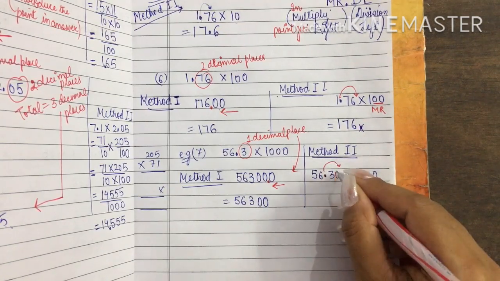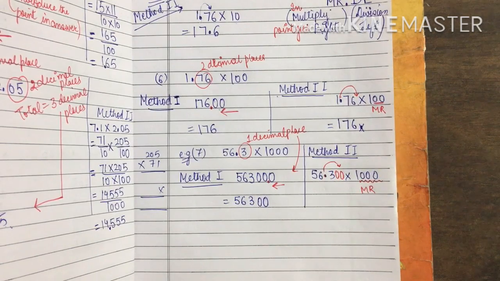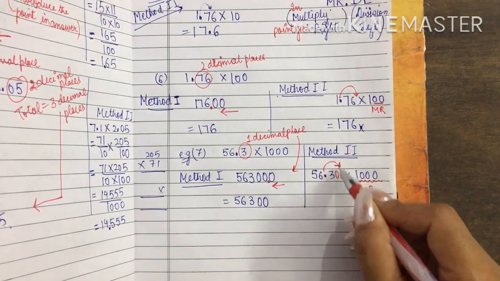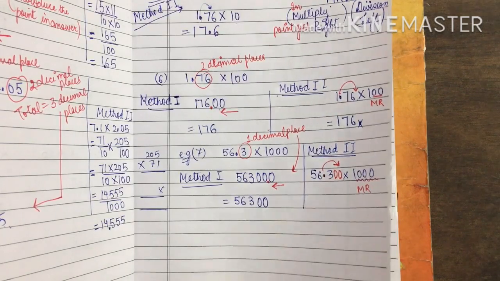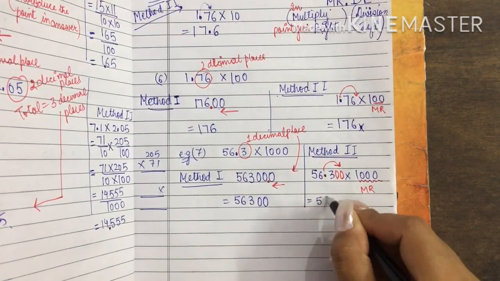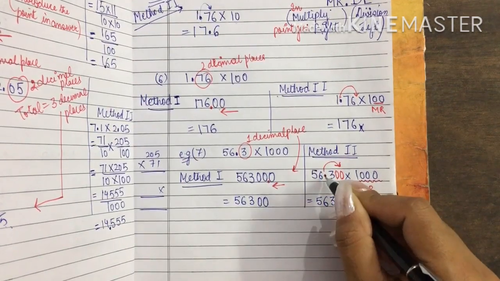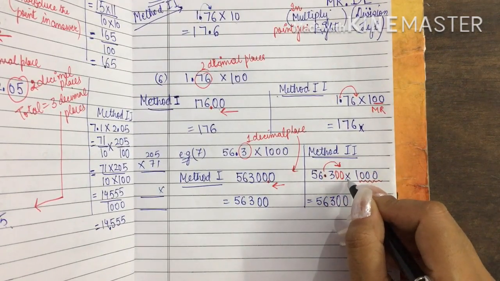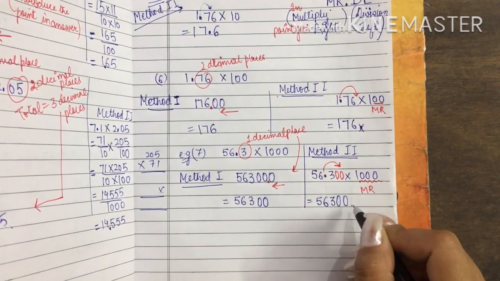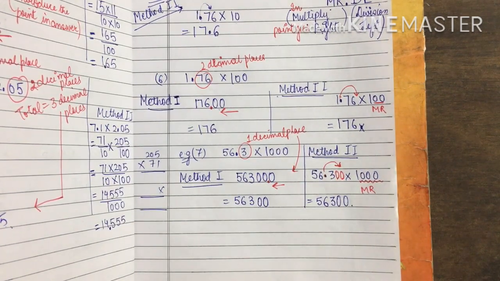So what I will do is I will put 2 extra zeros. Now the point can move 1, 2, 3 places. So this becomes 56,300. The point disappears from here and goes after 0. And when the point reaches the end, this can be ignored. So this is 56,300.